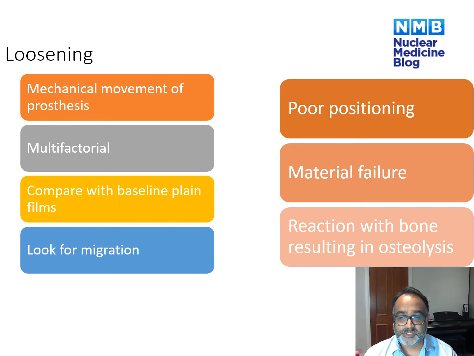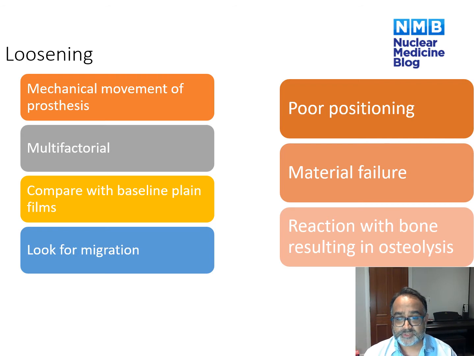A common pathology that we are asked to look for when we're assessing knee replacements is aseptic loosening. This is essentially mechanical movement of the prosthesis. It is multifactorial, and it's really helpful to compare the component position of the prosthesis with baseline plain films. If you see migration of the prosthesis on serial imaging, then you've got your answer. There is loosening.